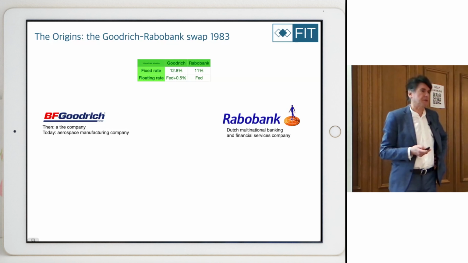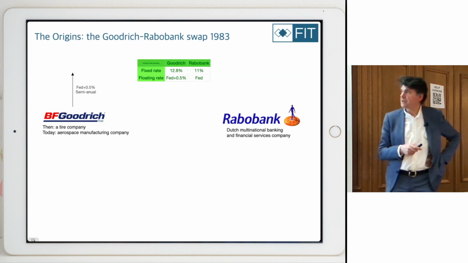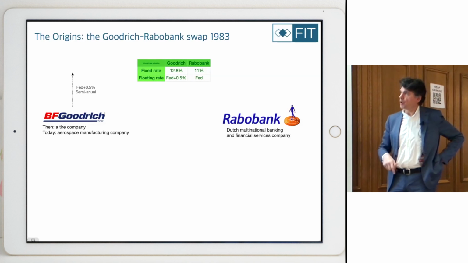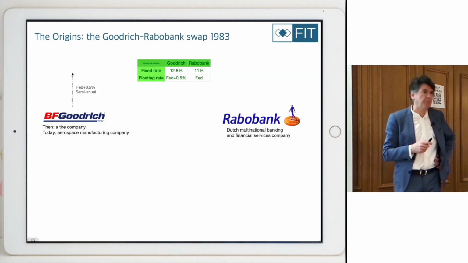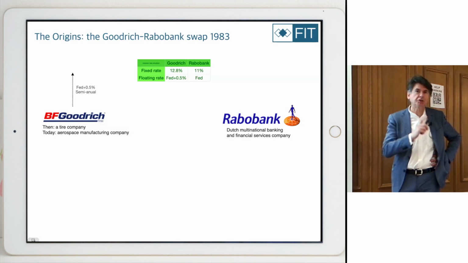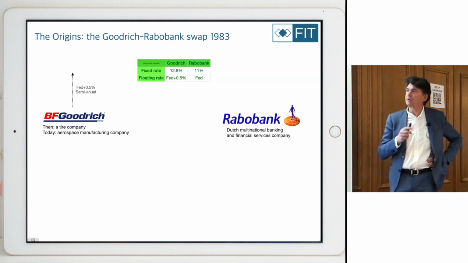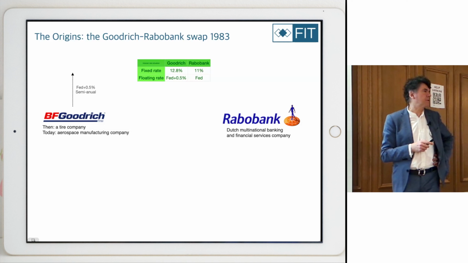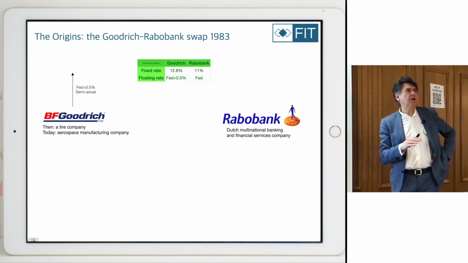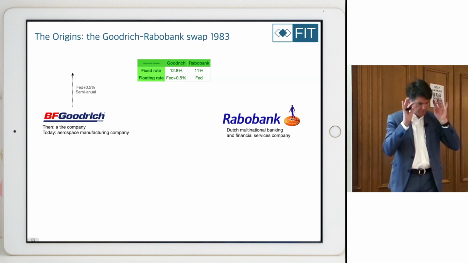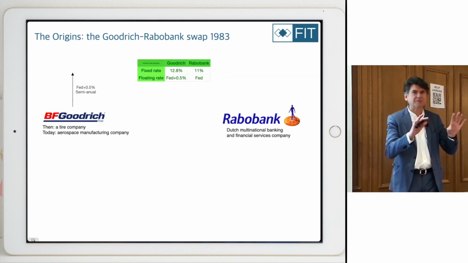So what they say, why don't you do this? And now this is the structure that was created. I need you to understand it. What they said is, Goodrich, this is what you do. Go out there and get what's cheap for you. It's not what you want, but get what's cheap for you, which is get a floating rate loan at Fed funds plus 50 basis points. At least it's cheap. So, oh, but now I cannot do my budgeting. This is very risky. Just do it for a minute, okay?